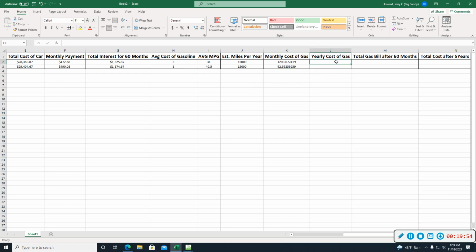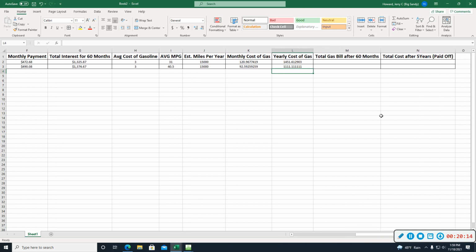The yearly cost of gas would be easy to do. Hit your equal, take the monthly and times it by 12. There's 12 months in a year. Same thing here: equals, grab the monthly cost, times it by 12, and there's your yearly cost of gas.